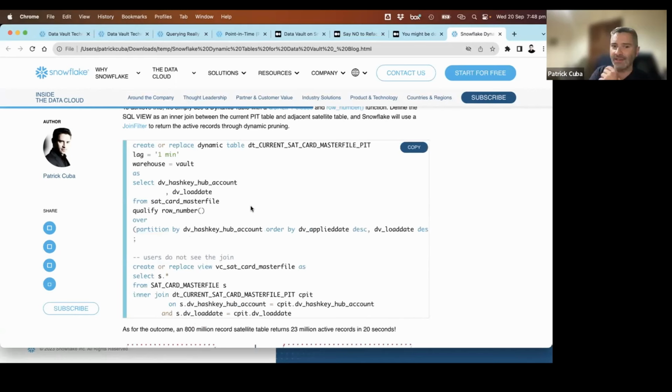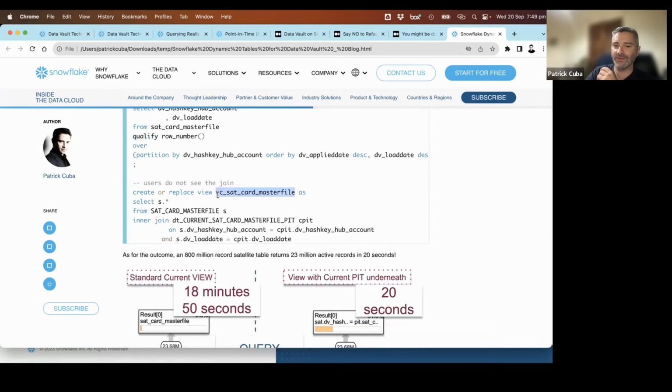So instead of building this complex sort of orchestrated table load to keep a current PIT, a CPIT, up to date, all I did was, okay, well, define a dynamic table with a qualifier, and it would always have my active records for that CPIT. And then I include it in my virtual view over the CPIT and the satellite table.